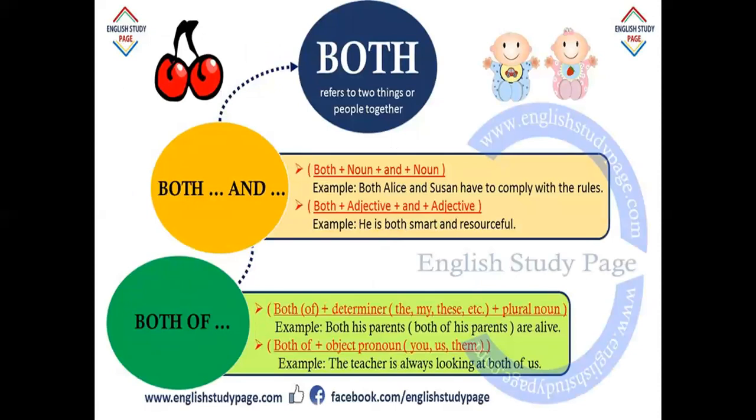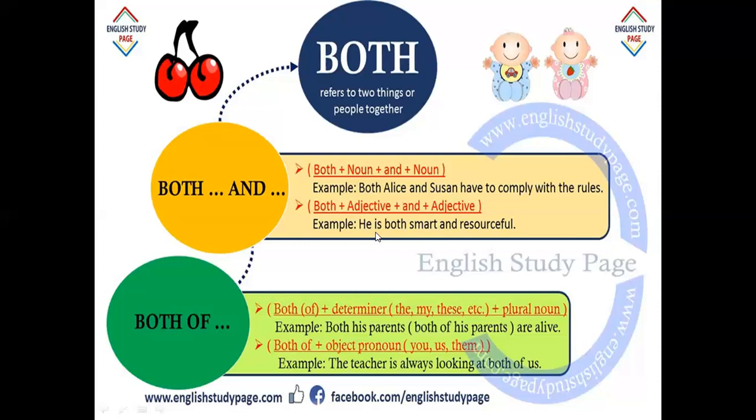After that, we have the use of both. When we use both, it refers to two things or two people together. If I am using just both and the conjunction and, I am referring to two specific people or two specific things. We have a very simple example here: both Alice and Susan have to comply with the rules. So it's necessary to use the conjunction and. Here we are referring to two people, in this case, Alice and Susan.